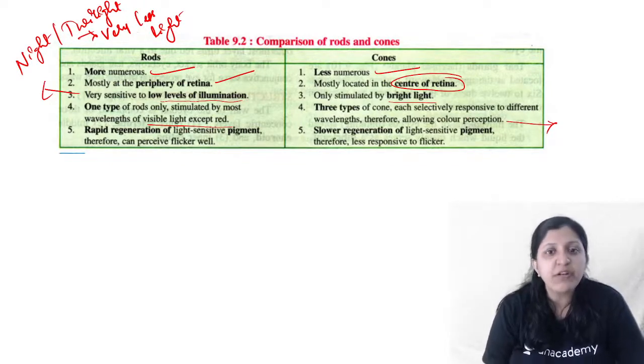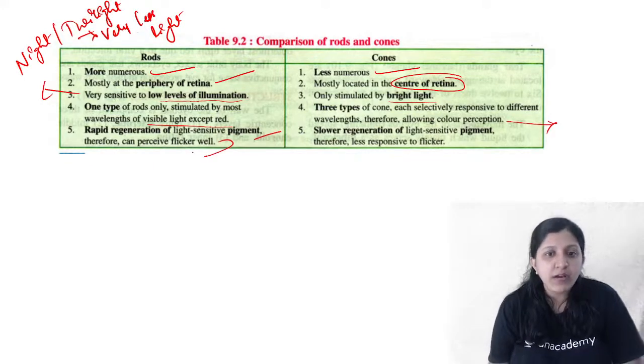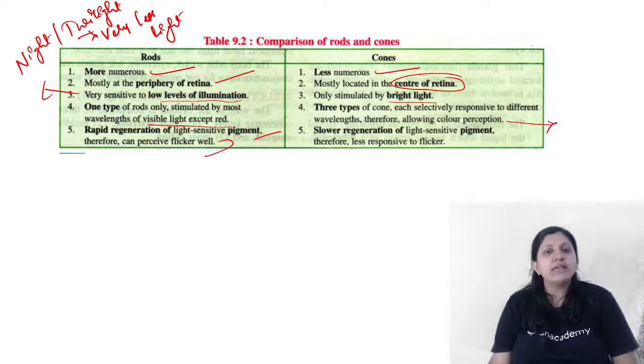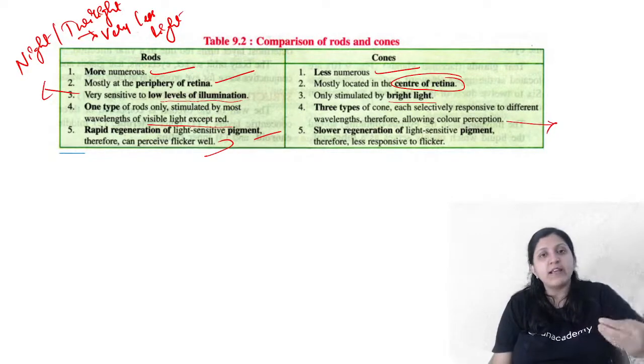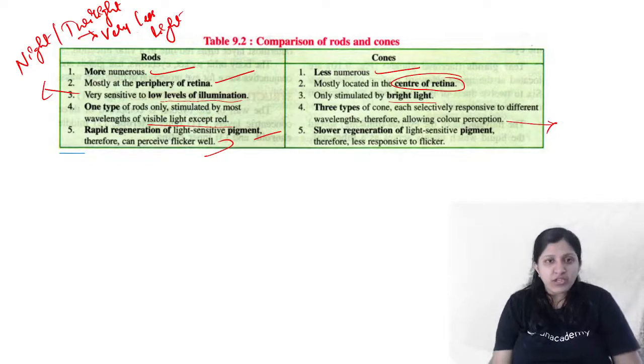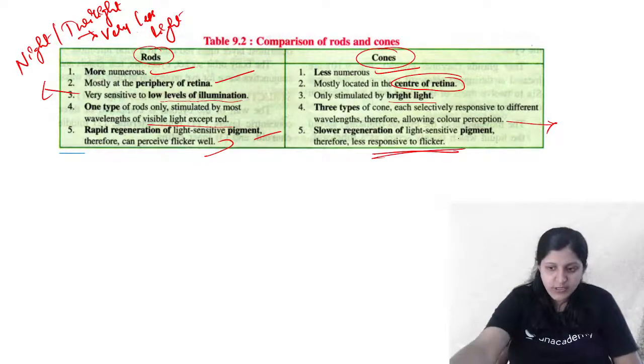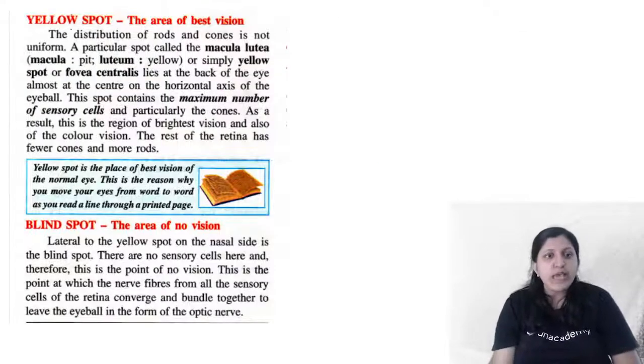There is rapid generation of light sensitive pigment in rods, therefore they can perceive flicker well. Say you are in light and suddenly you move to a dark region; this will take time to develop. In case of cones, there is slower generation of light sensitive pigment, therefore they are less responsive to flicker.